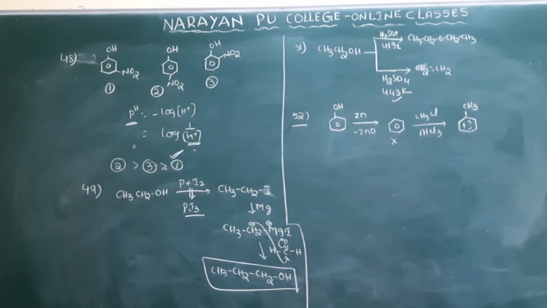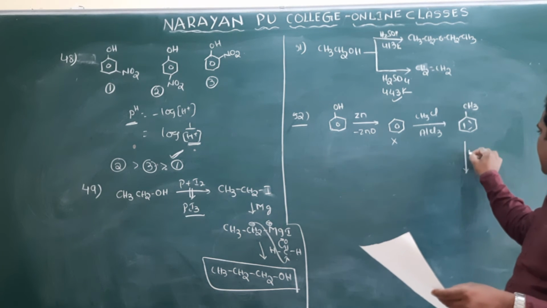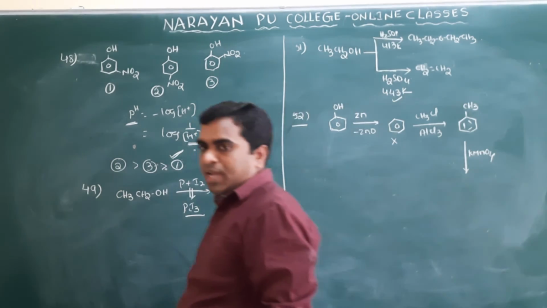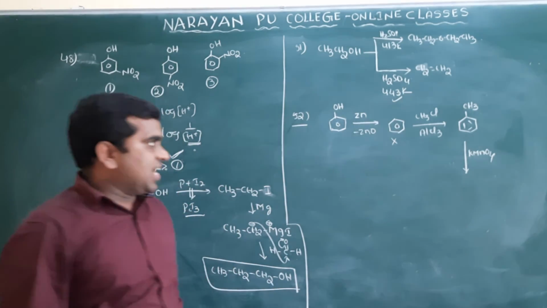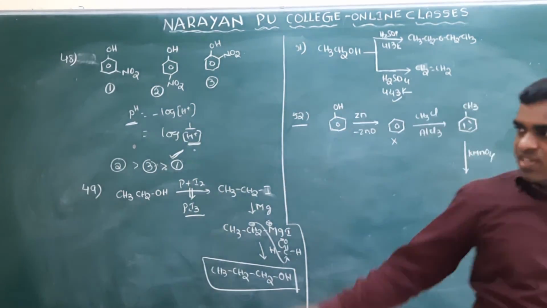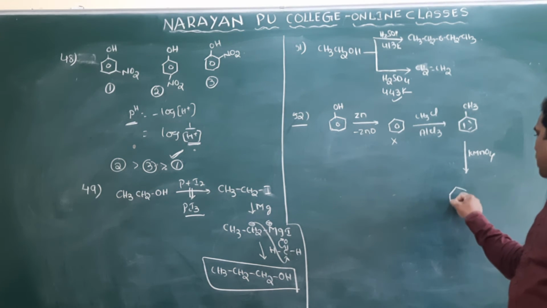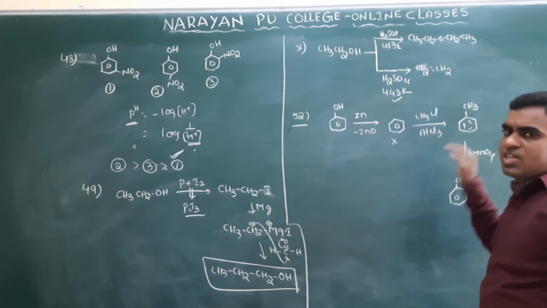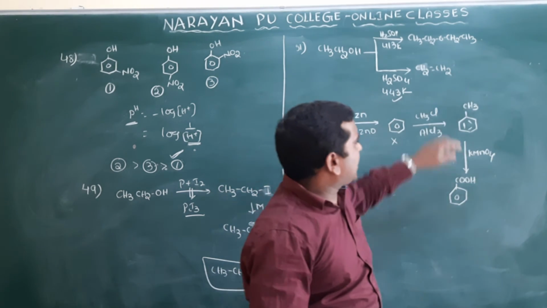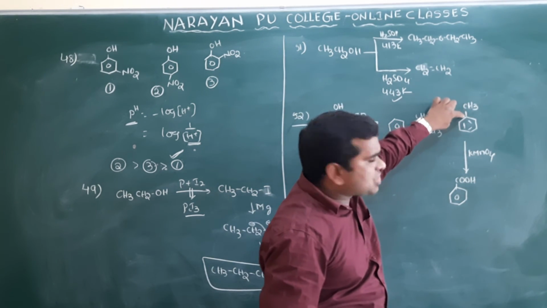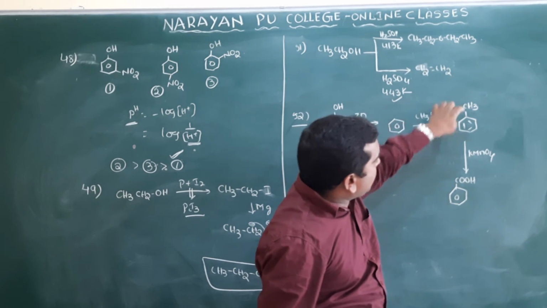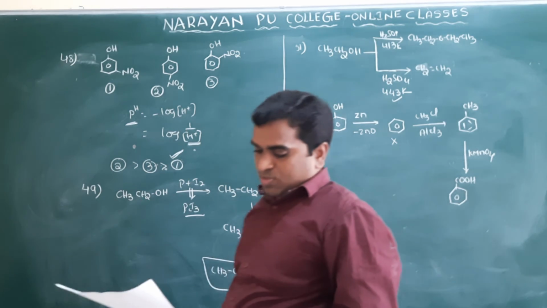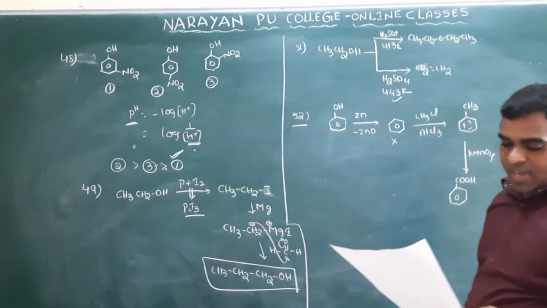Clear? And toluene is treated with KMnO4. KMnO4 is a powerful oxidizing agent, and it oxidizes the CH3 group into COOH. The carbon which is directly attached to the benzene will be oxidized to carboxylic acid. So your option should be benzoic acid. Clear?